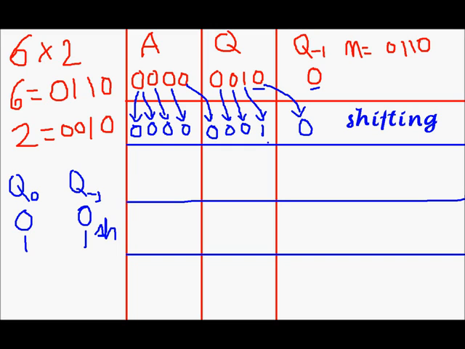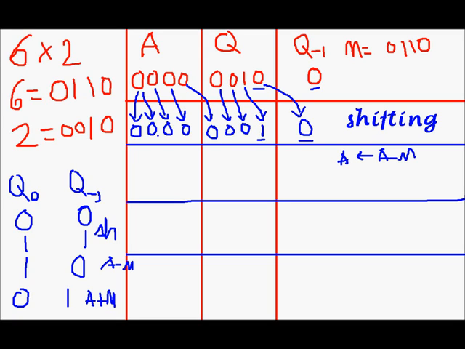Now we'll again compare the Q0 and the Q minus 1 positions. So we have 1 and 0. When we have them as 1 and 0, we will subtract M from A, we'll perform A minus M, and we'll store it in A. And if we have them as 0 and 1, we'll add A and M, that is we'll perform A plus M, and we'll store that value in A. So out here we have 1 and 0, so we'll do A minus M, and we'll store the value in A.